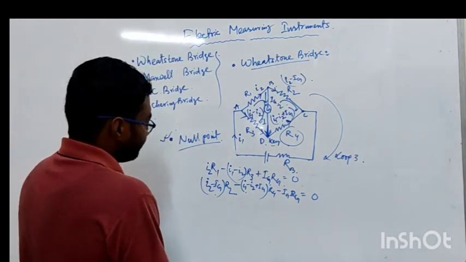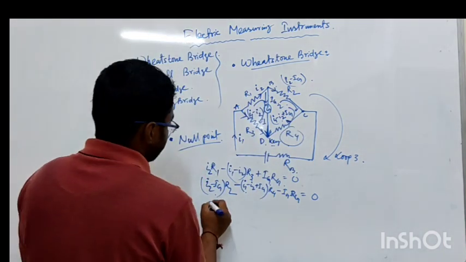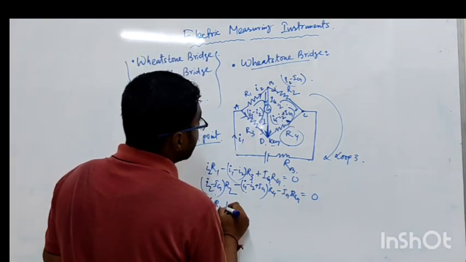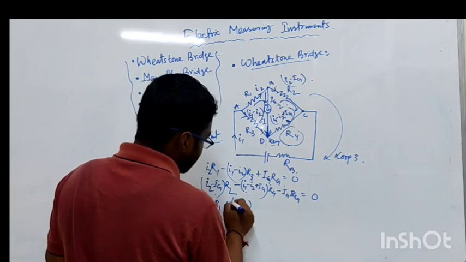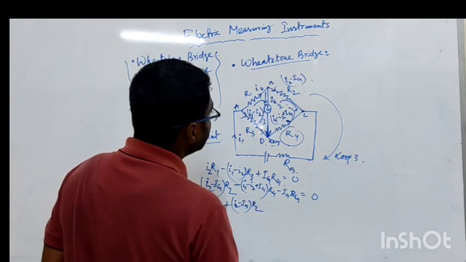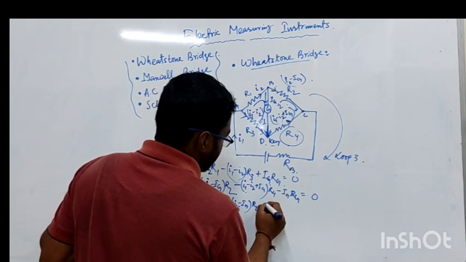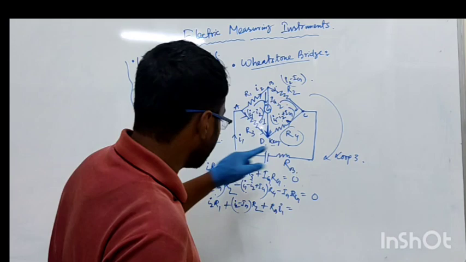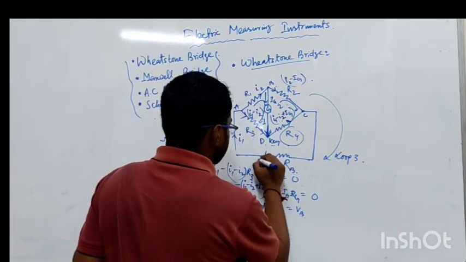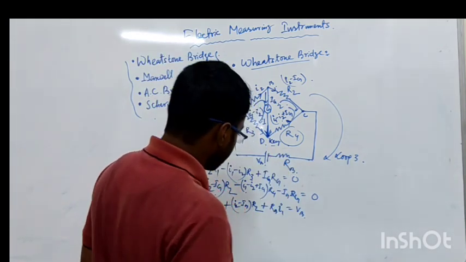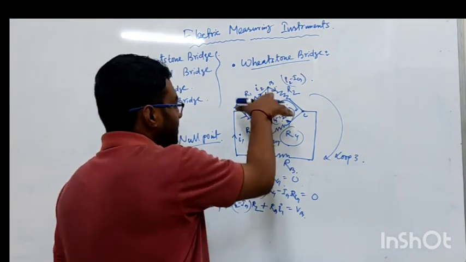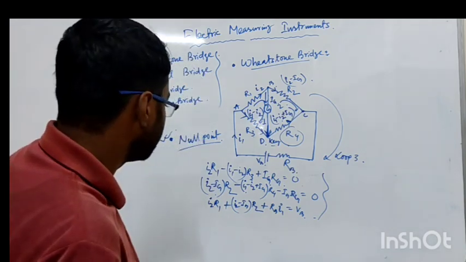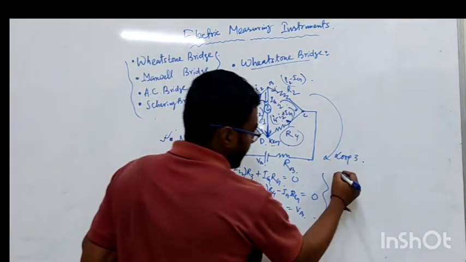And the last one will be, we consider the whole circuit, then it will be I2 R1 plus I2 minus IG into R2 plus RB I1, it will be equal to VB. Let us consider VB is the potential difference along the circuit. This will be three equations. So from those equations we can get IG.